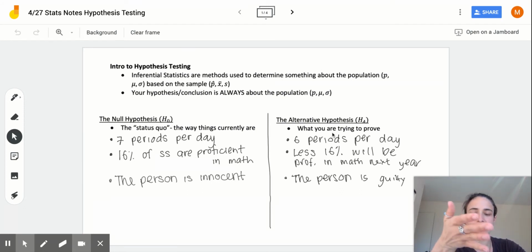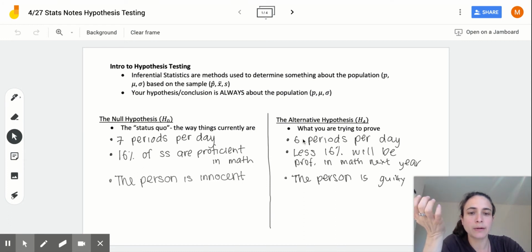HA is the alternative hypothesis. It's what we're actually trying to prove is true. So, for example, there's a hypothesis that we will go back to 6 periods a day next year. Do we know for sure whether we're going to go to 6 or 7? We don't. But this is a hypothesis. It's, we think that's what might happen.